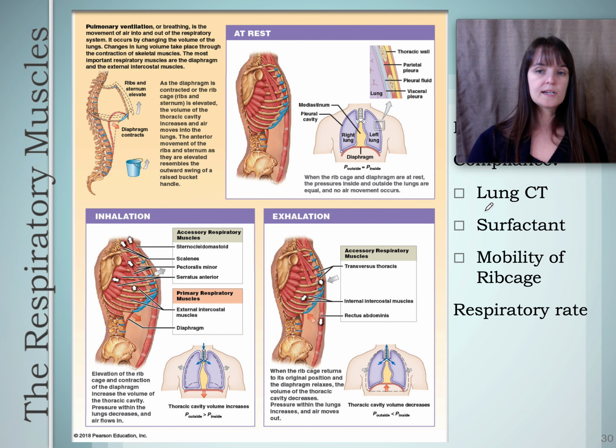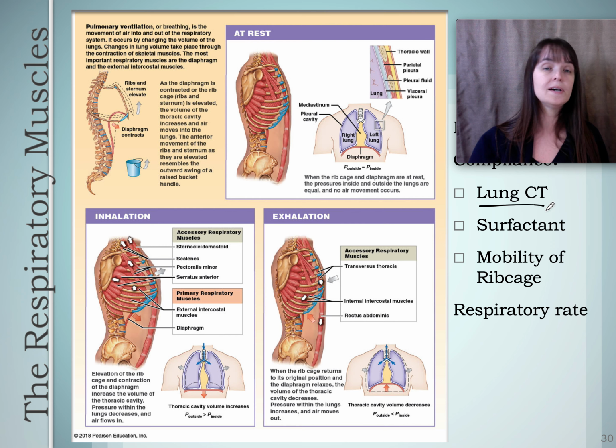Factors affecting compliance. Lung connective tissue. If you have emphysema, you have increased compliance, which seems weird because with emphysema you're getting less oxygen. But what happens is that the alveolar walls break down, so you have decreased exchange surface. You have increased compliance because it's real easy to get air into the lungs, since there's more air than tissue. But you have way less exchange surface, so you get less oxygen into the bloodstream, even though you have increased compliance.